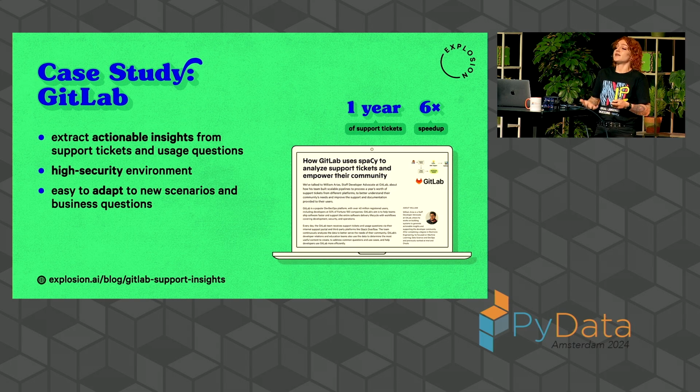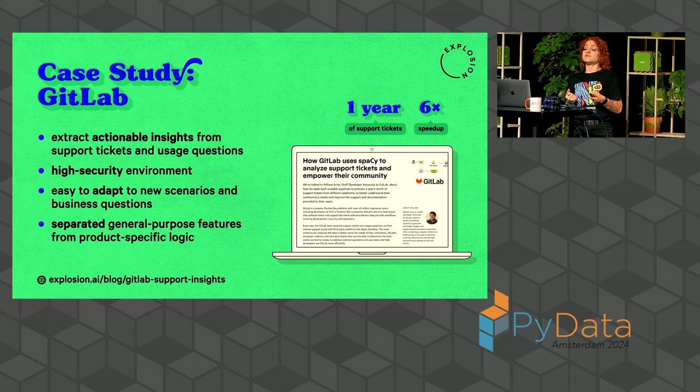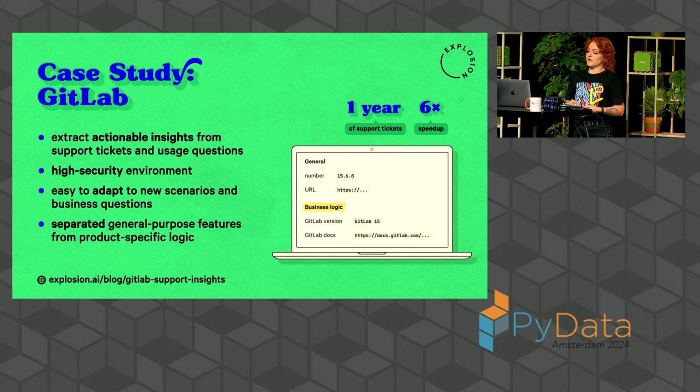And there's a lot in there that changes over time, like the fact that which version is old. That's something that's not inherent in the text. And so as a first step, what they did is they separated the general purpose features from the product-specific logic. And here's one example, it's pretty simple, but actually makes a big difference.